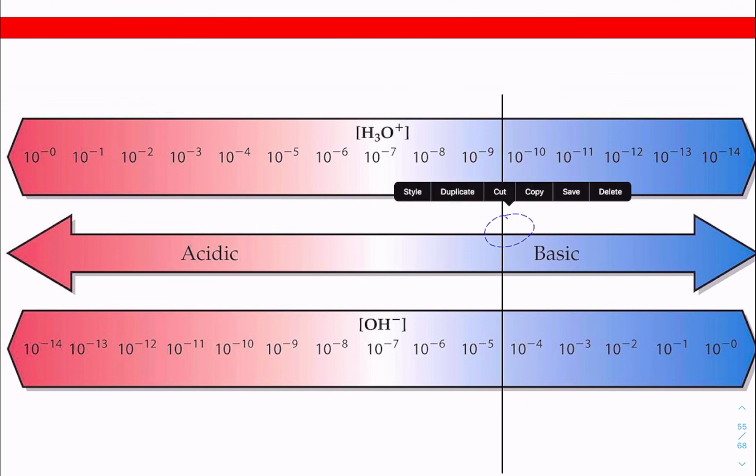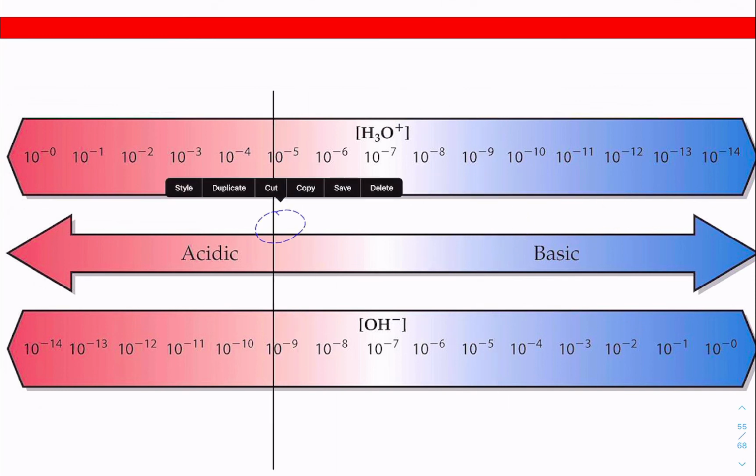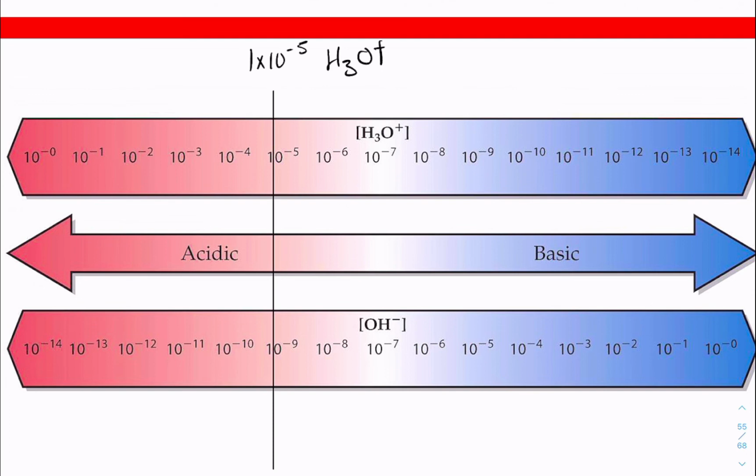So let's say we have a solution, and its H3O plus concentration is 1 times 10 to the minus 5. All right, so we're here. That 1 times 10 to the minus 5 H3O plus means that our concentration of OH minus has to be 1 times 10 to the minus 9. Right, that's our OH minus.